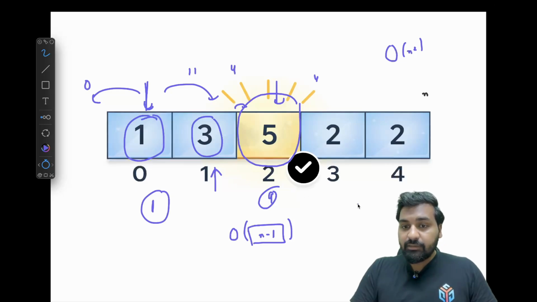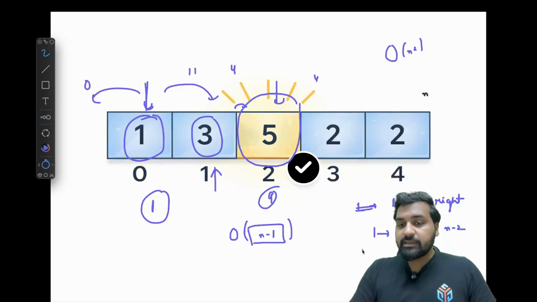Let me write it here, left and right. For the first index, on the left side there is one element, and on the right side there are n minus 2 elements, right? These two elements are left, 3 and 1. Now for the second index, on the left side there are going to be 2 elements, and on the right side there are going to be n minus 3 elements. As we move forward, for the third index, on the left side 3, and on the right side n minus 4 elements.